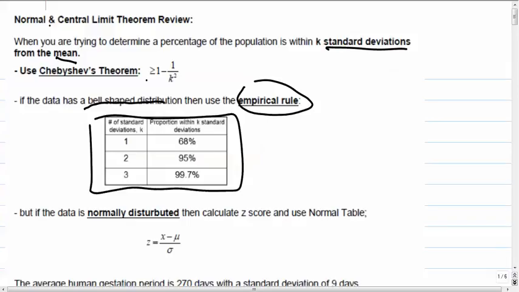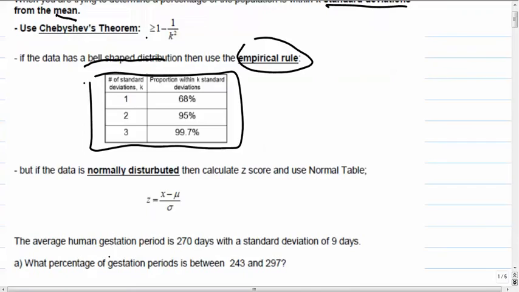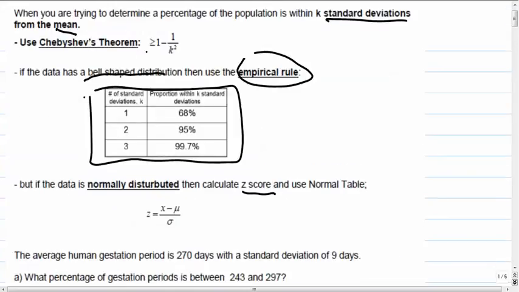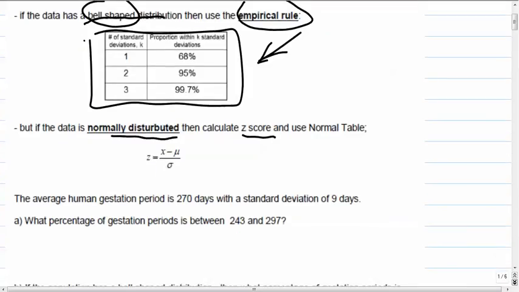And then the third scenario, the data is normally distributed. And if it's normally distributed, we're going to go with a z-score. So again, one, are you just told about the mean and the standard deviation? More than likely, Chebyshev's theorem. If you add in the word bell-shaped distribution, the empirical rule. If you're talking about a normally distributed random variable, you're talking about calculating a z-score.